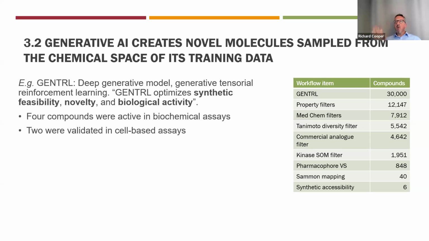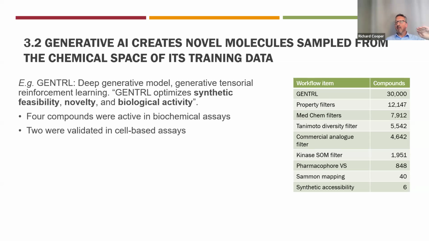Then a commercial analog filter cut about another 1,000 out of the data set. And that's interesting because in the paper it says GenTRL optimizes for novelty, and yet we still have 1,000 molecules here out of the original 30,000 that were filtered by a commercial analog filter. So obviously it's not quite being as novel as, or maybe the commercial analog filter is stricter, if we're being kind.